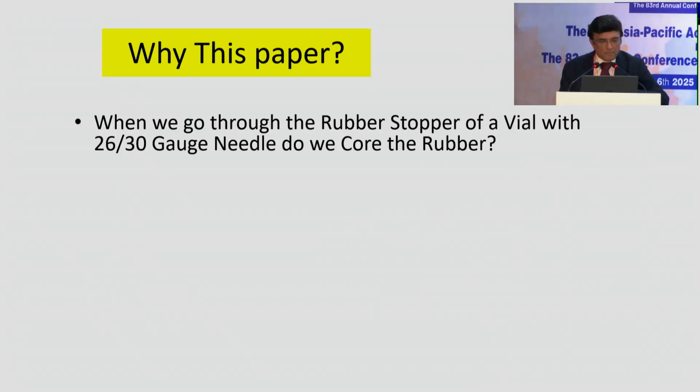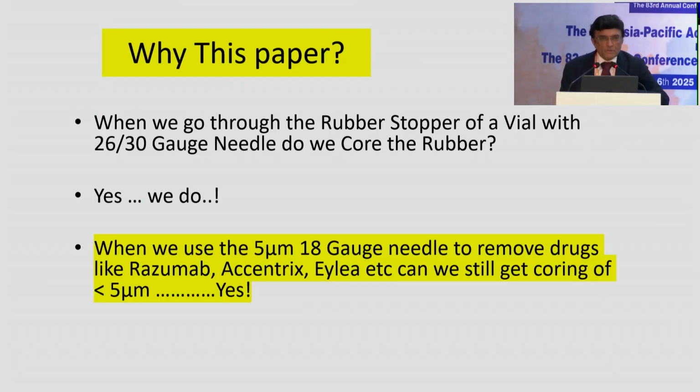What is this paper about? When we go through a rubber stopper of a vial with a 26 or 30 gauge needle, do we cause coring? The answer is yes. When we use a 5 micron 18 gauge needle to remove drugs from vials like Razumab, Eccentric or Eylea, can we still have a coring?